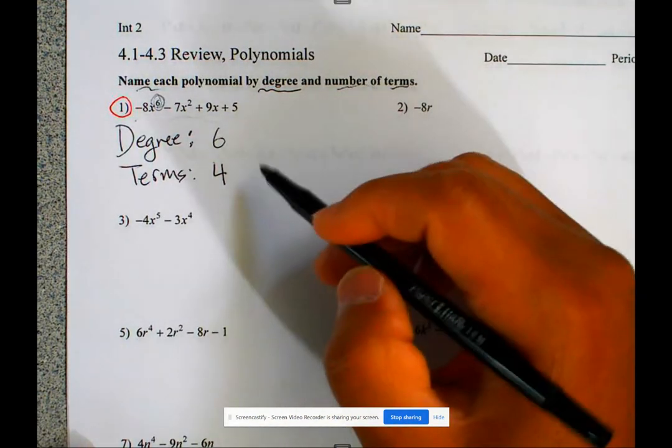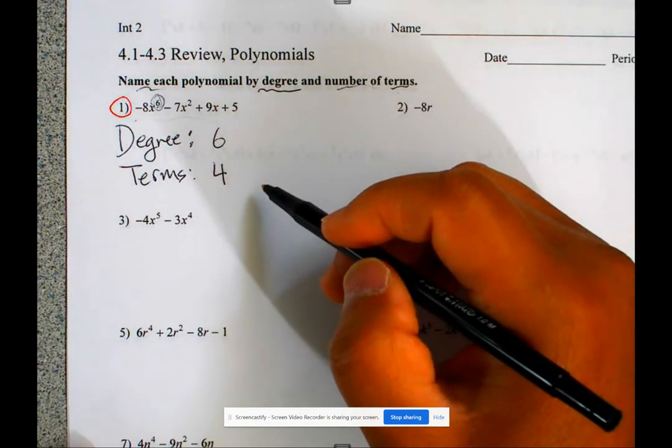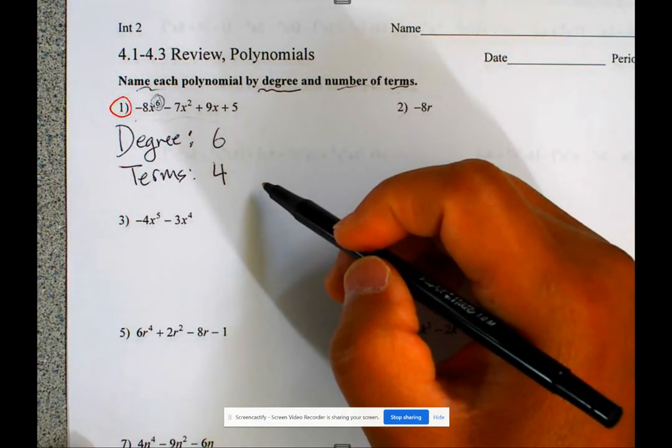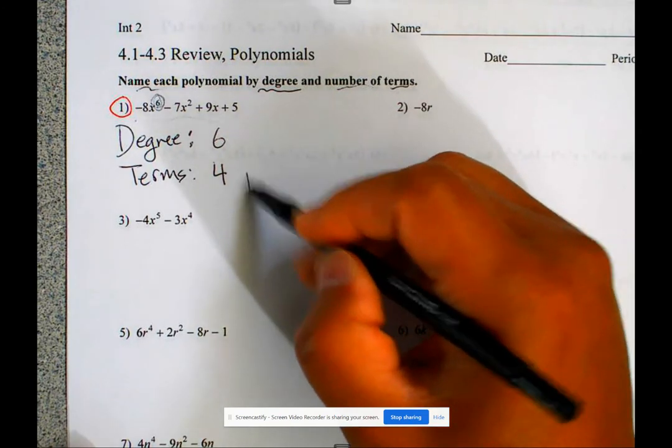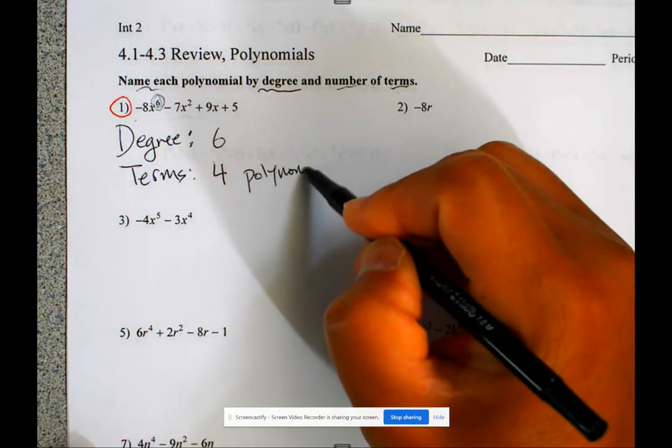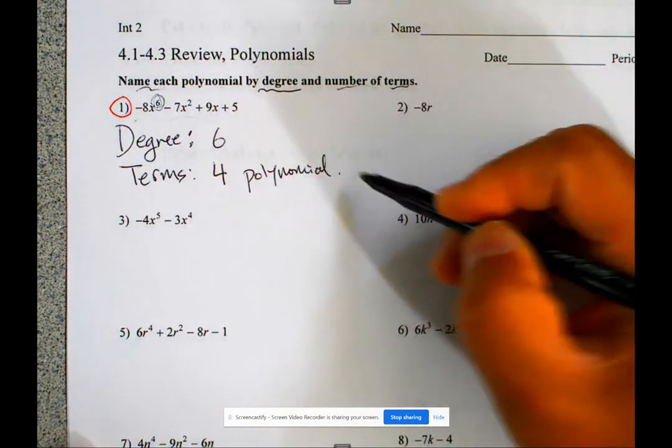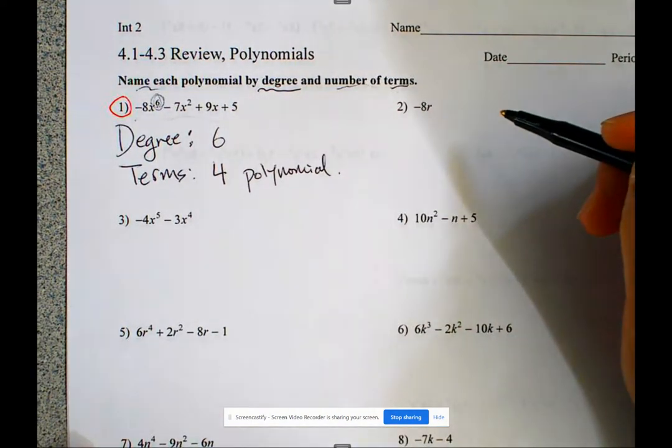However, you do have like special names again. Like if this is 3 terms, you can call it trinomial. If you have 2 terms, you can call it binomial. But again, after 3 terms, we just call it polynomial. That's how you find them, all right? So that's number 1.